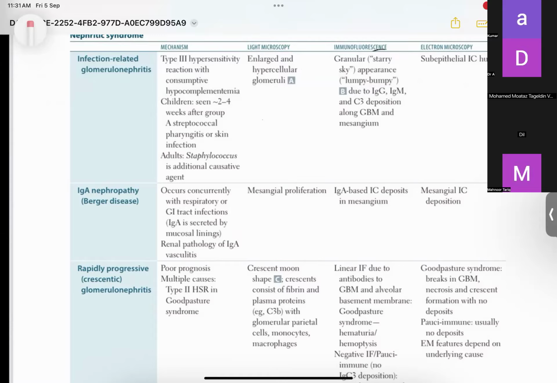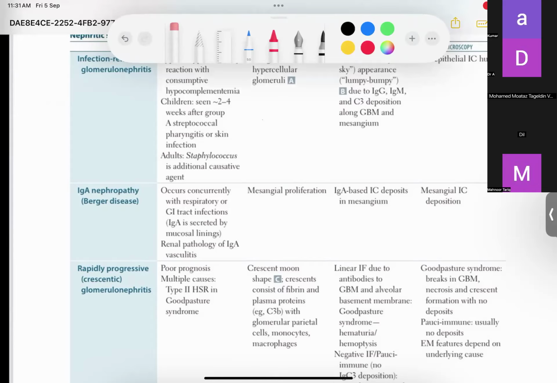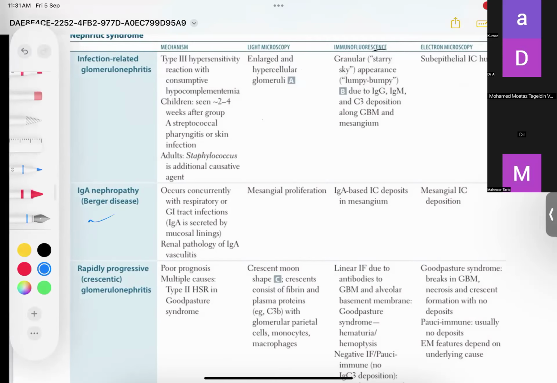So you know post-streptococcal now, right? What is IgA nephropathy? We also call it Berger's. It follows upper respiratory infections and GI infections, okay? Why GI? Because IgA is mucosal, present on mucosal lining. That's why we have respiratory and GI infections, okay? Because we have the same mucosal lining, right? So what about the others?